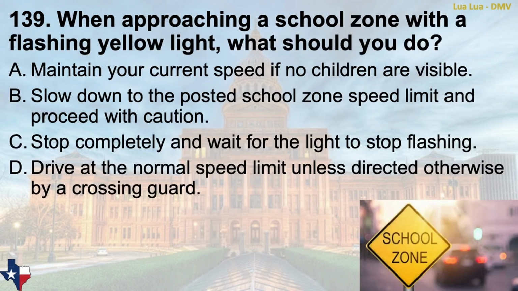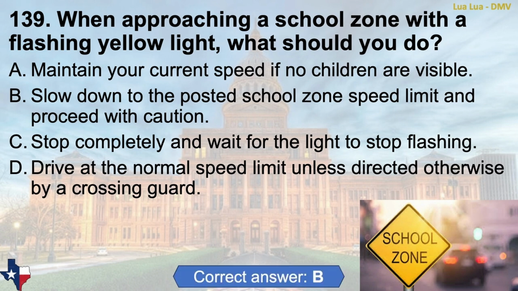Question 139. When approaching a school zone with a flashing yellow light, what should you do? A. Maintain your current speed if no children are visible. B. Slow down to the posted school zone speed limit and proceed with caution. C. Stop completely and wait for the light to stop flashing. D. Drive at the normal speed limit, unless directed otherwise by a crossing guard. The correct answer is B.